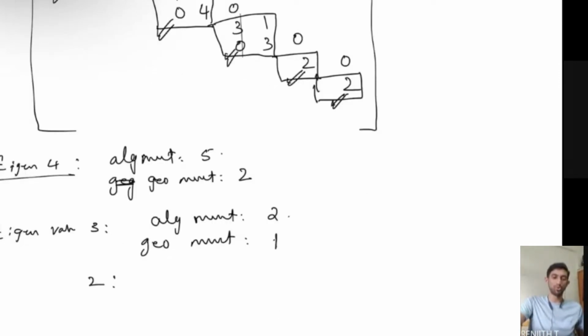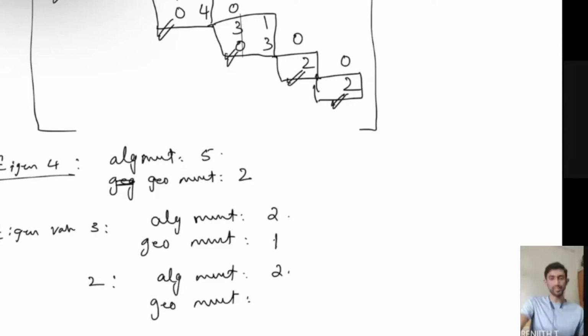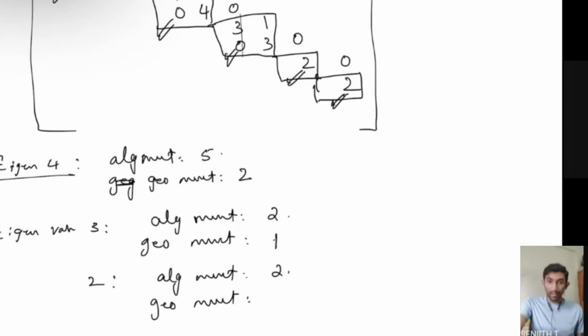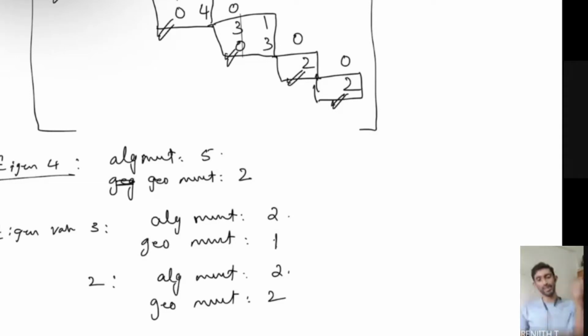Then what about 2? Algebraic multiplicity? 2. Geometric multiplicity? That also 2. Because 2 times eigenvectors are coming. Okay. So these are the things you can get from Jordan canonical form.